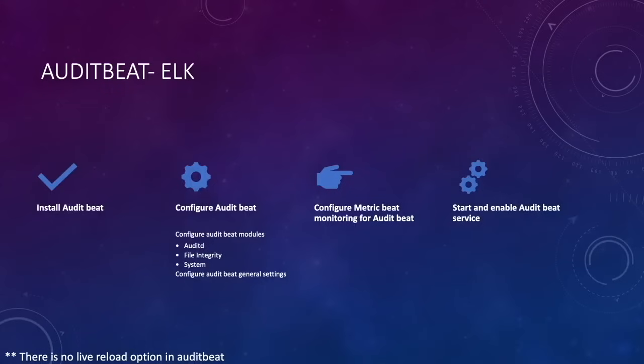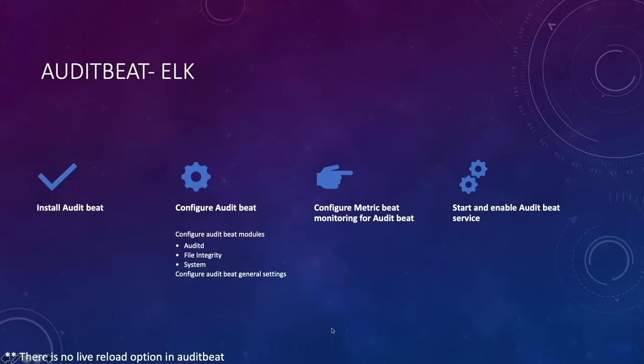There are 4 steps to install and configure the Auditbeat service. First, we'll install Auditbeat. Second, we'll configure Auditbeat and configure the 3 modules available inside it. Currently, these modules are Auditd, File Integrity, and System module. After that, we'll configure Metricbeat to monitor the Auditbeat service. And finally, we'll start and enable the Auditbeat service.